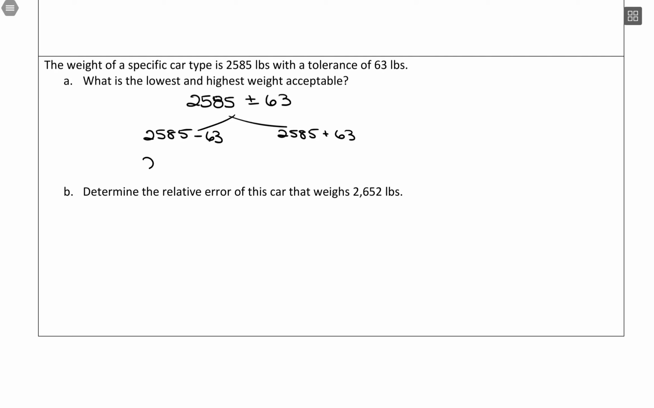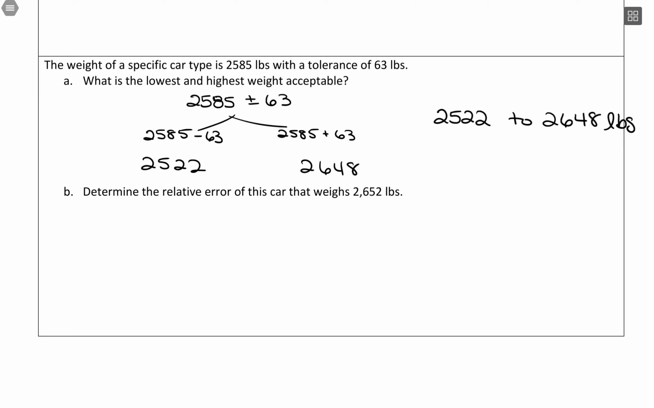So with that, we'll get 2,522 and 2,648. So the car should weigh between 2,522 to 2,648 pounds.